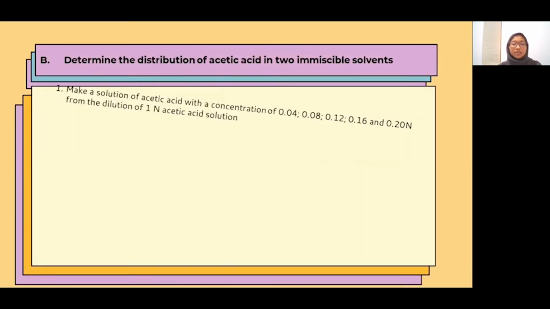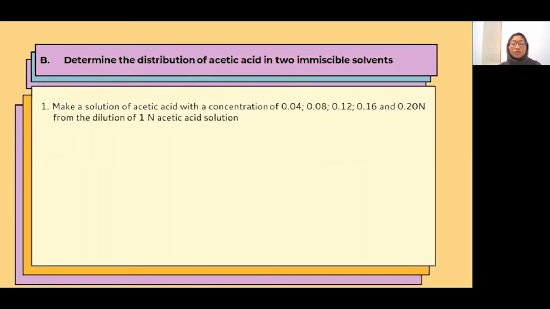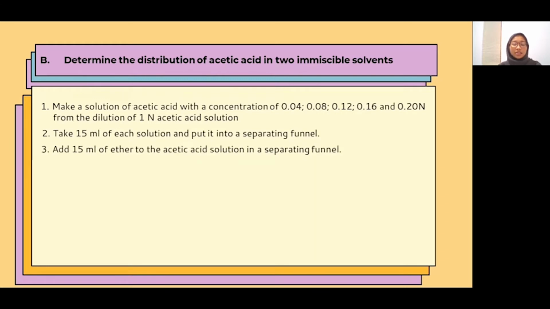And for the second stage, the first step is make solutions of acetic acid with concentrations of 0.04, 0.08, 0.12, 0.16, and 0.2 normal by dilution of 1 normal acetic acid solution. And the second is take 15 ml of the solution and put it into a separating funnel. And the next is add 15 ml of ether to the acetic acid solution and shake the funnel.